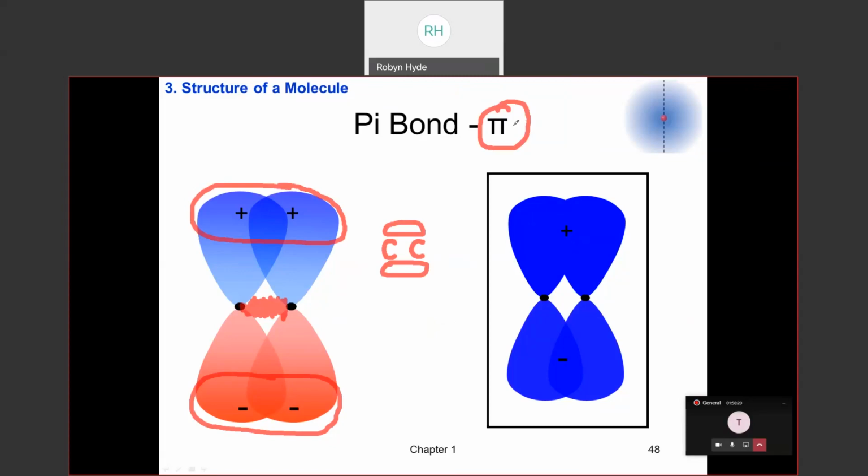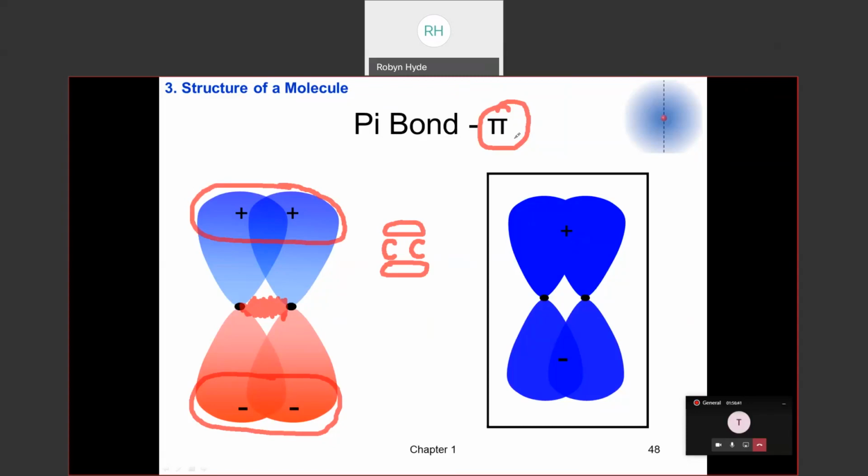One of the reasons we call it pi is because it looks very different. We don't have electron density directly between the two nuclei. And you can see that where we tend to find our electrons is in a region above the atoms and in a region below the atoms. Okay, so that's the constructive orbital overlap.